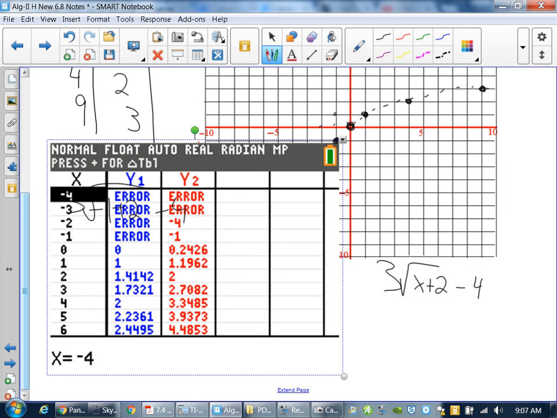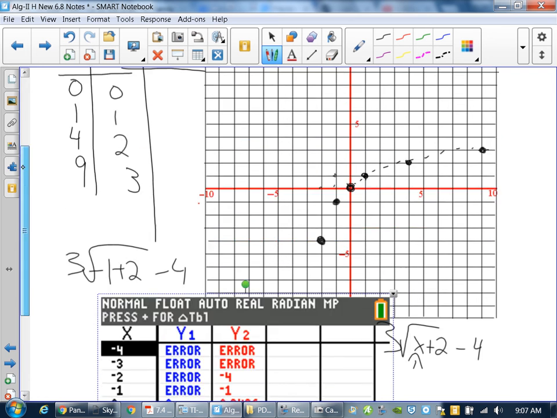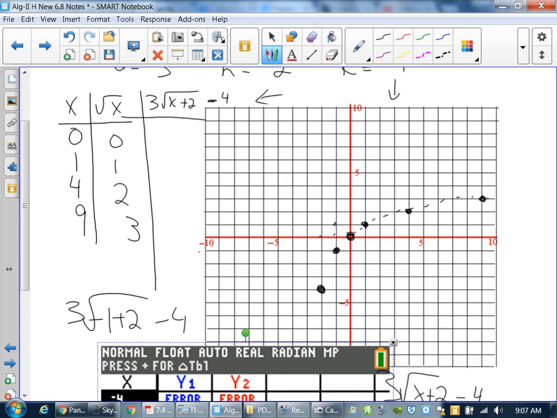The reason why 2 worked is because your parent function said 4. Well, if I move my parent function to the left too, I start there, because that's what this said to do. If I take it at 2, what's 2 plus 2? 4. What's 4 times 3? 12. What's 12 minus 4? 8. So my next point then was at 2 and 8.